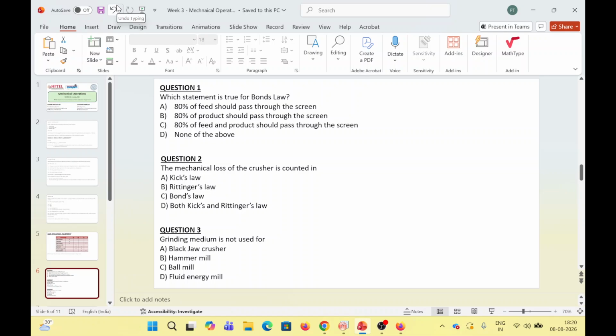So the answer is 80 percent of the feed and the product should pass through the screen. That's how it is defined, right? When we discussed the definition of the work index, we did discuss that for both the feed as well as the product, 80 percent of that should pass through the screen.